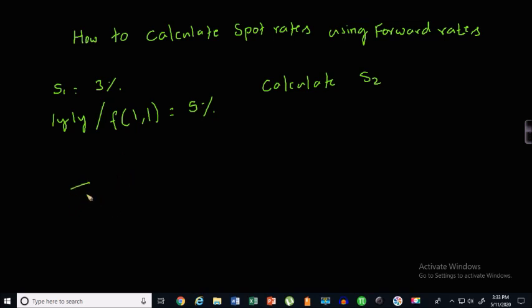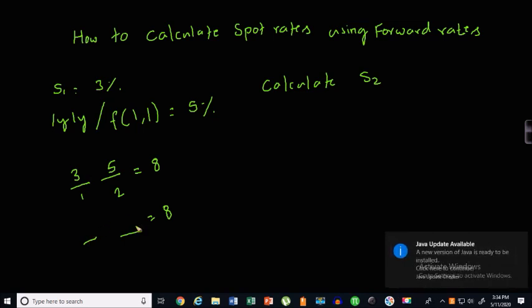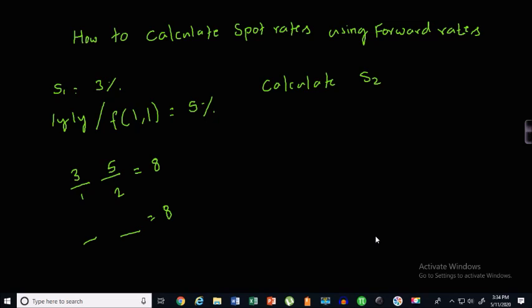So in the first year I'm making 3%. 1y means after 1 year, for 1 year I'm making 5%. So in aggregate I'm making 8% in 2 years. Now how much should I be earning in each of these 2 years to make it 8? This is the simple thing which we have to solve. So how will you do it? It is 8 divided by 2, which is equal to 4%.